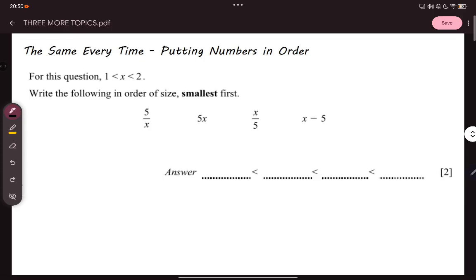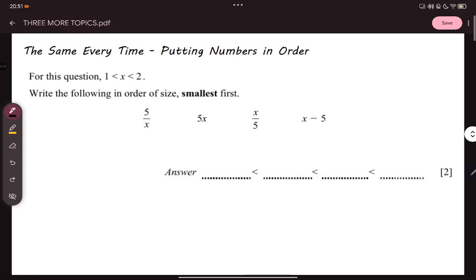So they're telling us x is some number somewhere between 1 and 2, and write the following in order of size, smallest first. Well, we could think about this and try to get the answer just by thinking. If I do a fraction and I'm dividing by a number, does that give me something bigger or something smaller than if I multiply by the number? If I turn my fraction over, do an x over 5, what happens?